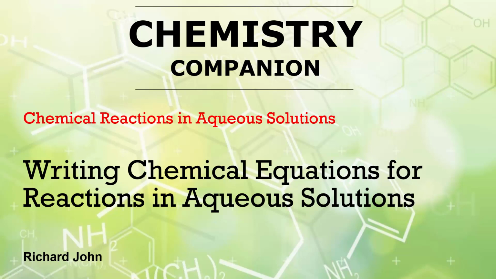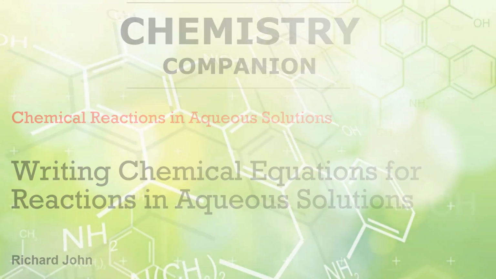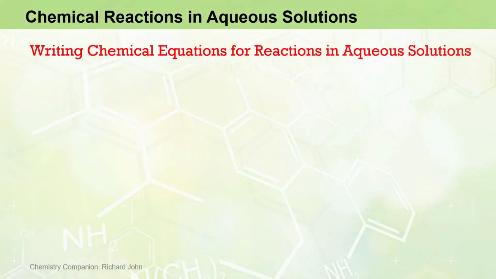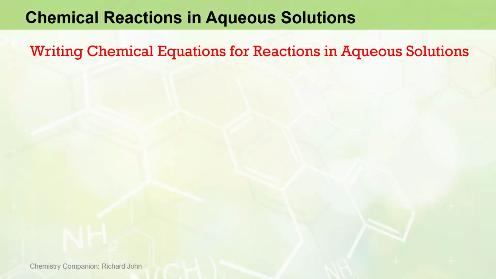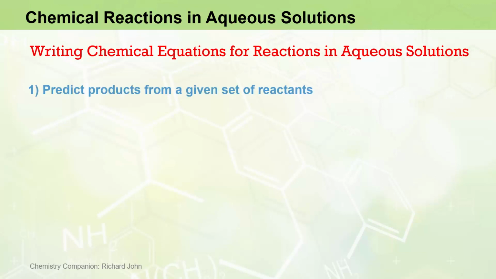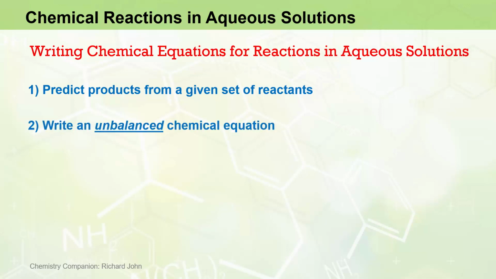In this video, we're going to outline the typical steps required when writing chemical equations for reactions in aqueous solutions. We are typically going to follow three major steps. 1. We will need to predict the products of a chemical reaction from a given set of reactants. 2. We are then going to have to write down an unbalanced chemical equation for the reaction in question.